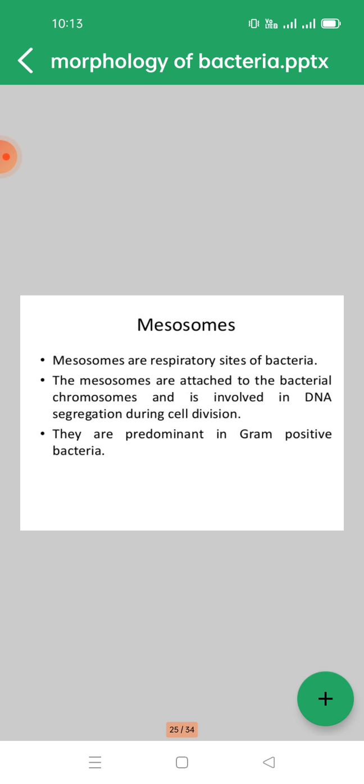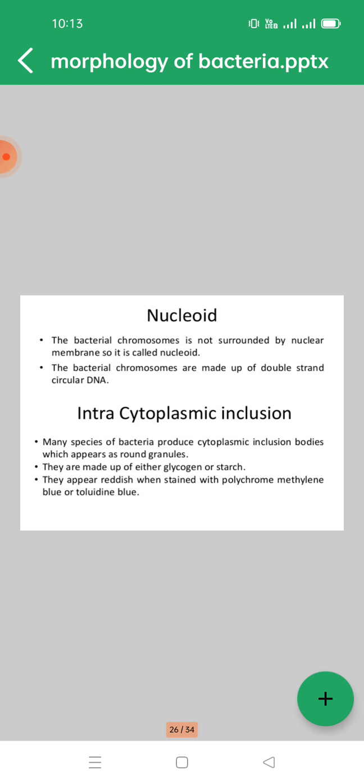Next is mesosome. Mesosome is a respiratory structure of bacteria. So through this mesosome only the bacterial respiration takes place. Next is nucleoid. Nucleoid is the nuclear material, that is the bacterial chromosome. In higher organisms it is surrounded by a nuclear membrane, whereas in bacteria it is not present. So this is just a bacterial chromosome floating in the cytoplasm. It is double stranded, circular DNA.